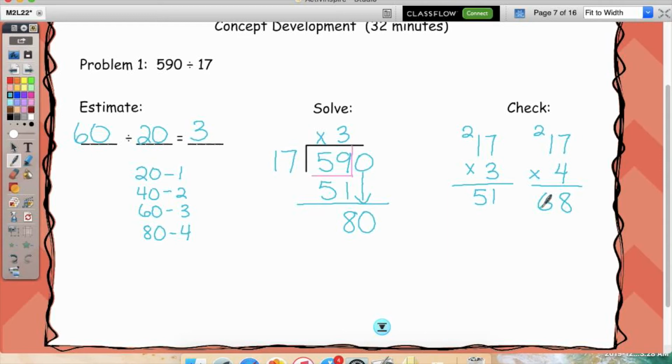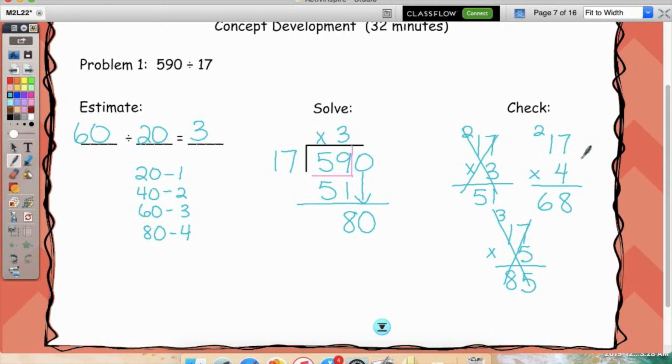You think you can fit another? Okay, let's try it. So 17 times 5. Uh-oh. That goes over. Will that work? No. So what's the best one? 4, 68. I'm crossing both of those off. This is the problem that I'm going to use when I check it, so that's why I put X's on the other two.